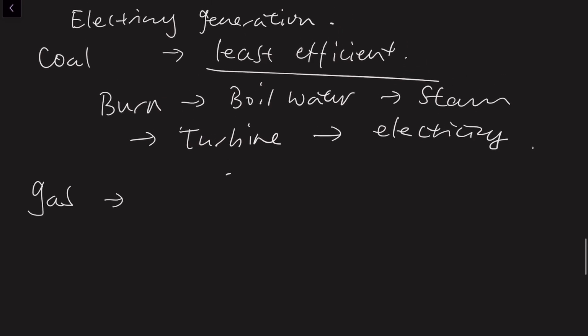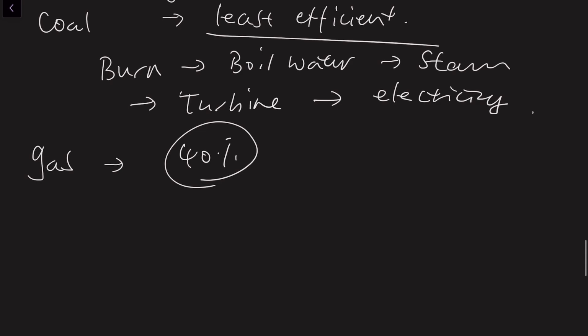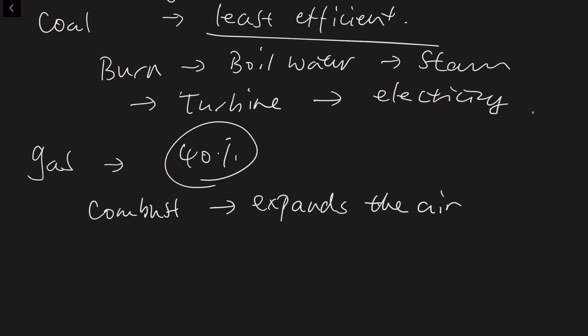Gas is more efficient, about 40% efficiency. So 40% of the potential energy in the gas is actually being transformed into electricity. So the way is you combust the gas, and then it heats up the air, so it expands the air, and the expansion of air generates electricity. A much simpler process, and because of it, it is more efficient.